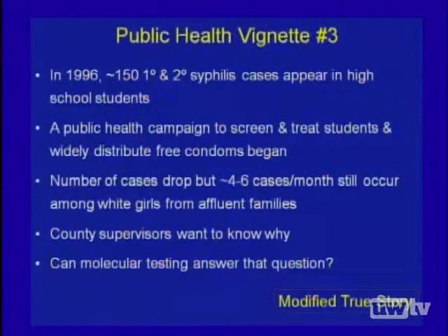Third vignette. 1996, over 150 cases of primary and secondary syphilis appear in high school students. There's a public health campaign to screen and treat the patients and widely distribute free condoms. The number of cases greatly drops, but in fact, still 4 to 6 cases are occurring per month in this high school among white girls from affluent families.